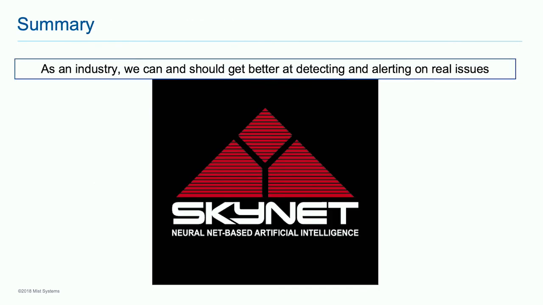So that is it for me. Summary is, I think as an industry, we can and should get better at detecting real issues and learning on them so that you don't have notification fatigue where you're just ignoring your notifications. And when a real issue actually occurs, you don't know because you've ignored. You have to wait for your users to actually tell you. So thank you. Thanks.